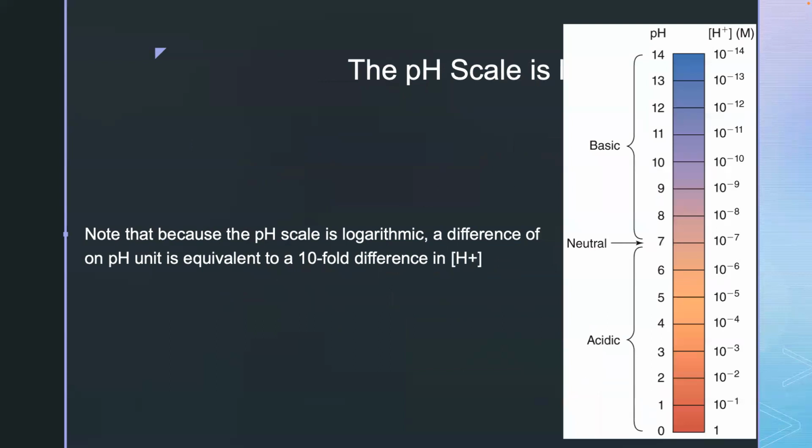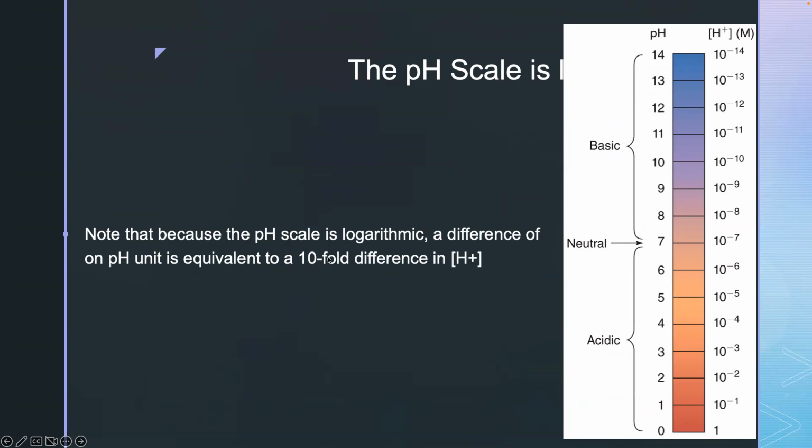And so the pH scale is a logarithmic scale. And so pH is the negative log of the hydrogen ion concentration. So when we have a high concentration of hydrogen ions, the pH is going to be lower. And then when you're at a pH of 14, you're going to have a lower concentration of hydrogen ions. So the higher the pH, the lower amount of hydrogen ions. The lower the pH, the more hydrogen ions you're going to have.